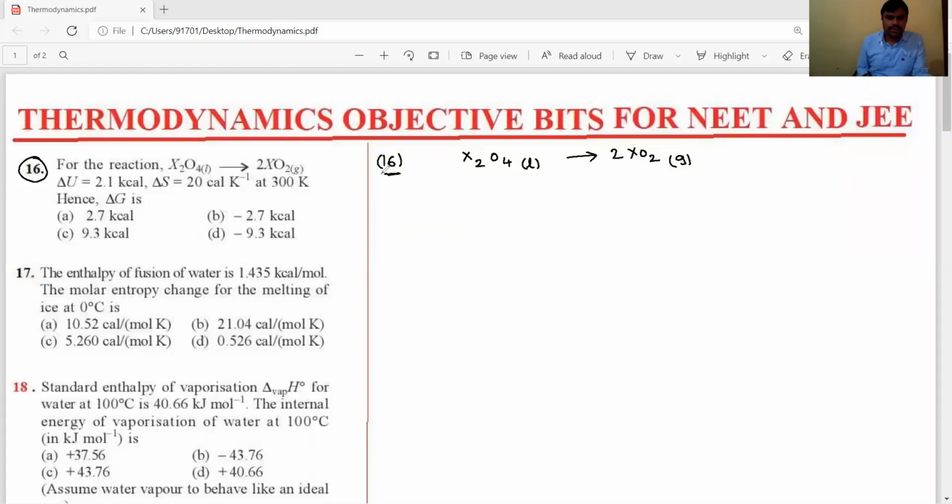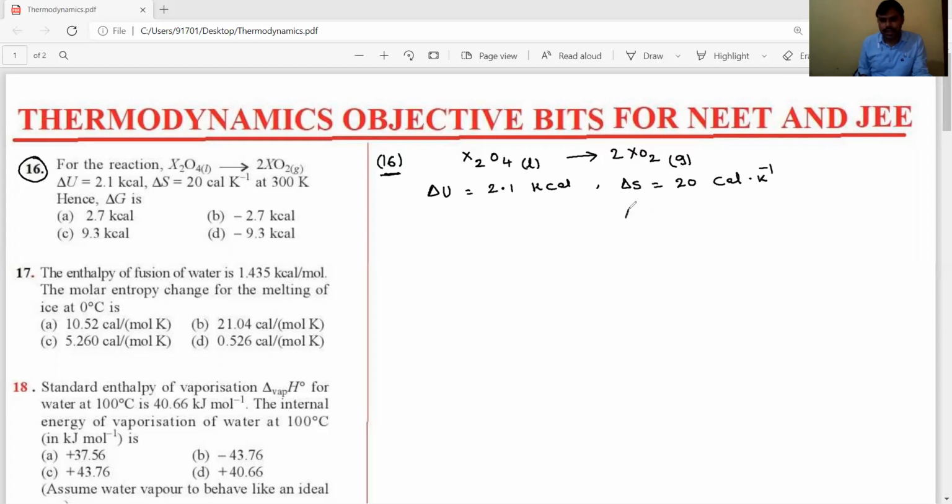Yes, dear students, let's see the 16th question. In the given question, if you observe, X2O4 liquid is converted into 2 moles of XO2 gas. For this equation, they gave the internal energy change, delta U, that is 2.1 kilocalories. And the delta S value they gave is 20 calories per Kelvin inverse.